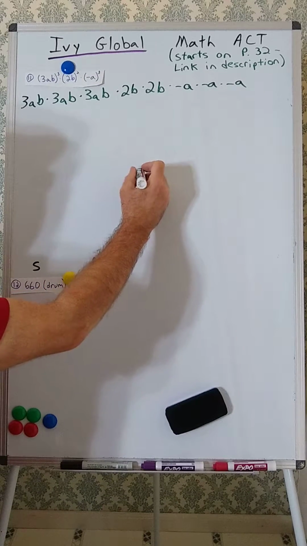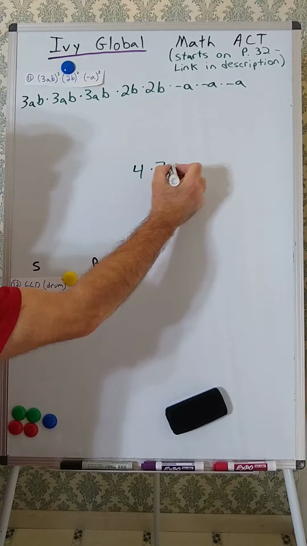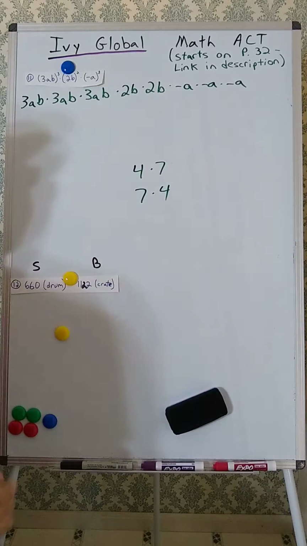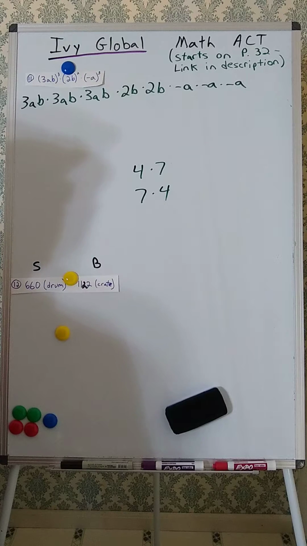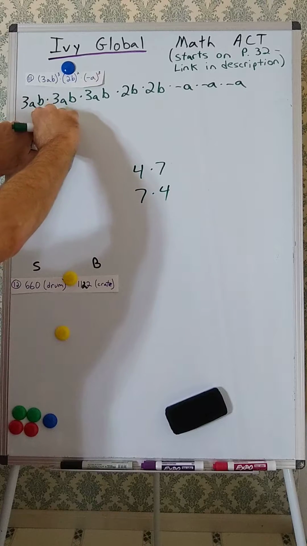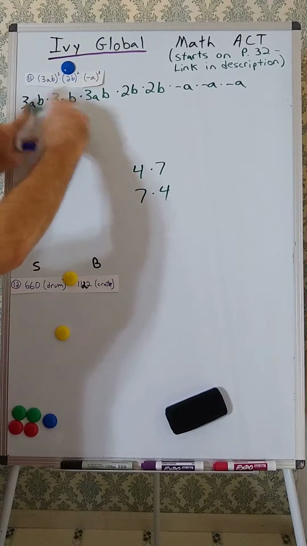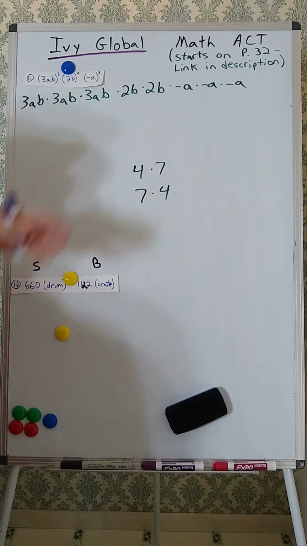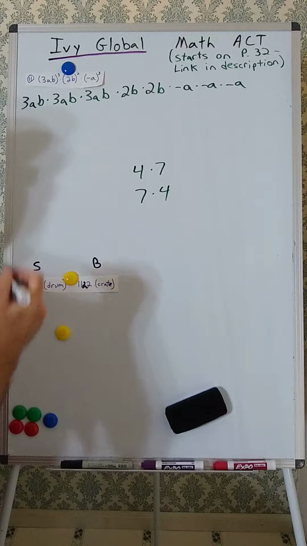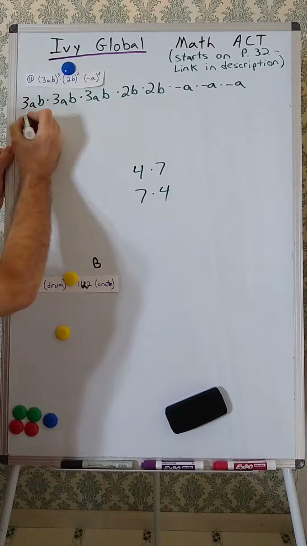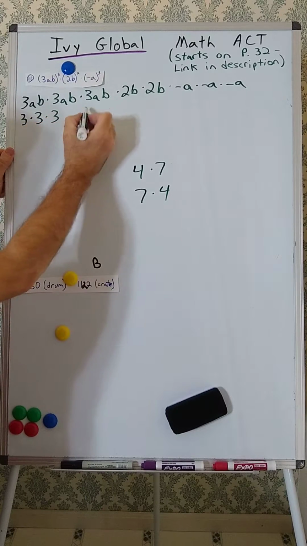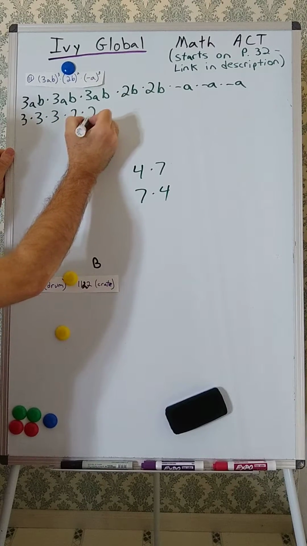Okay, and remember with multiplication, 4 times 7 is equal to 7 times 4. So if I switch the order of 2 factors, it's not going to change the product. So what I can do is switch the b and the 3, and then switch the 3 and the a, and keep on switching factors using the commutative property until I have the factors together as I'd like them. And I'd like to see the numbers together, so I'm going to switch things around until I have 3 times 3 times 3 times 2 times 2.